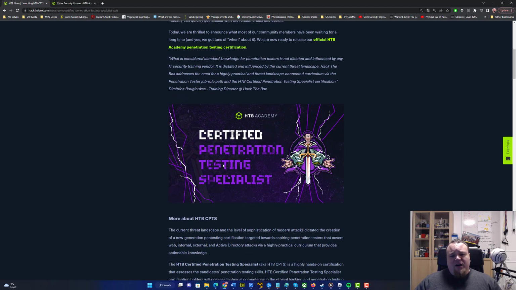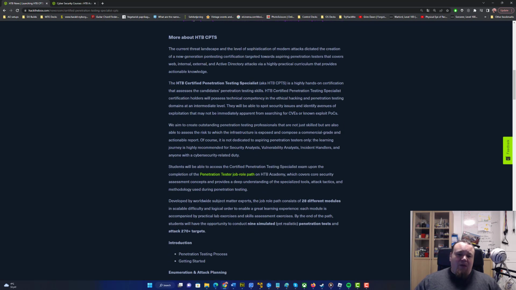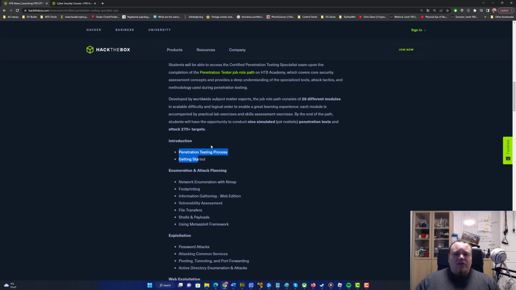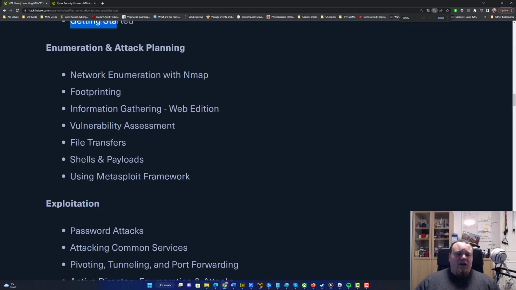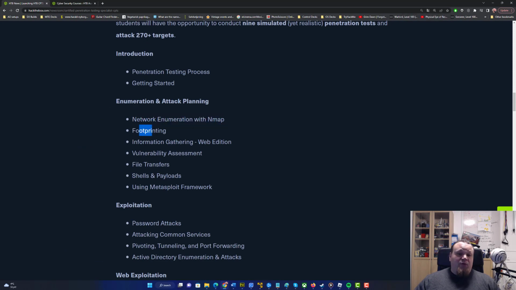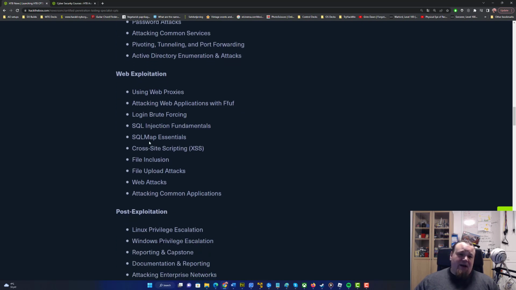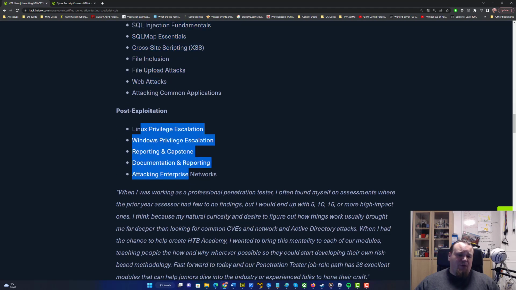Now, looking at this certification, CPTS, HackTheBox Certified Penetration Testing Specialist, they talk about the different kinds of things you've got to go through: Nmap, footprinting, enumeration and attack planning, and then exploitation, password attacks, common attacks, pivoting, tunneling, port forwarding, Active Directory. I really like to have the word pivoting there, because that is one of the things that people in general miss out on when it comes to pen testing. At least on TryHackMe, it's very uncommon to see pivoting. Okay, so web exploitation, different kinds of web exploitation, post exploitation, stuff like that.